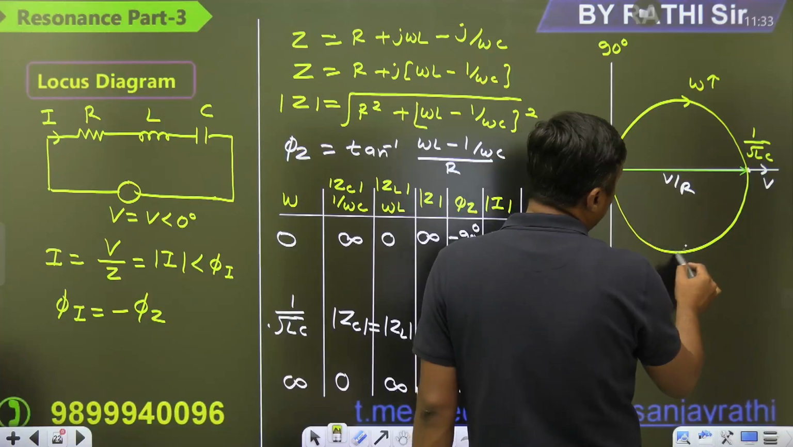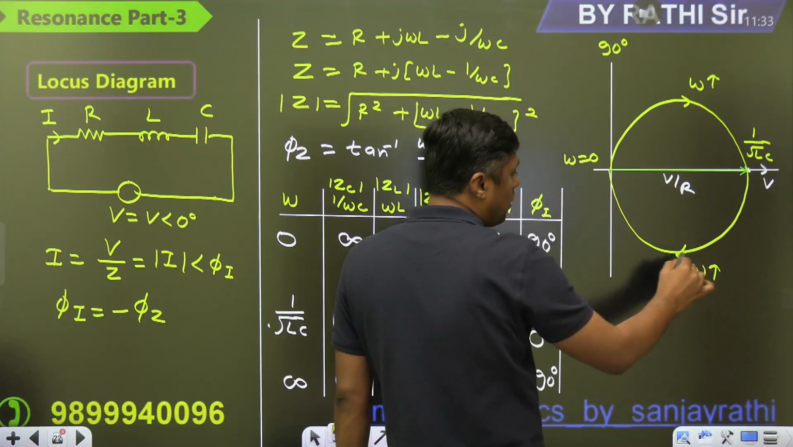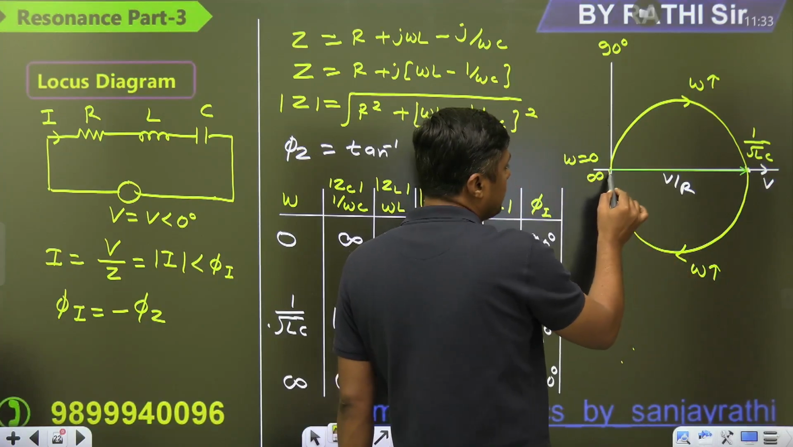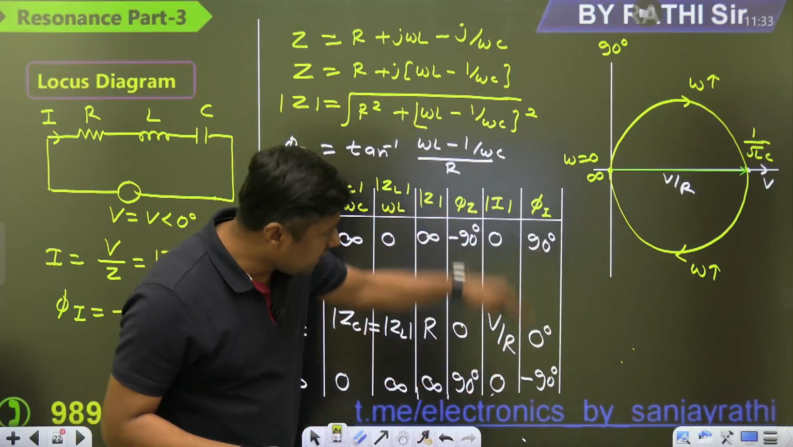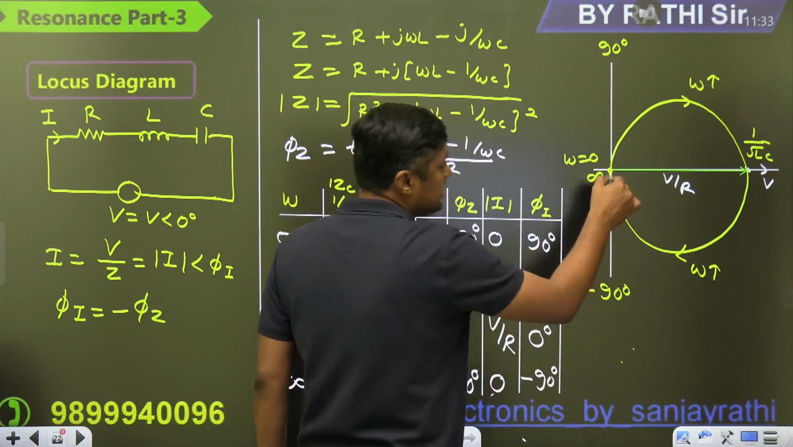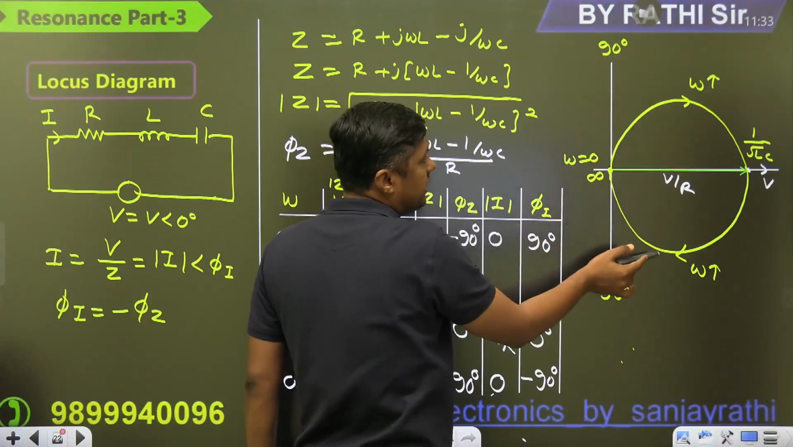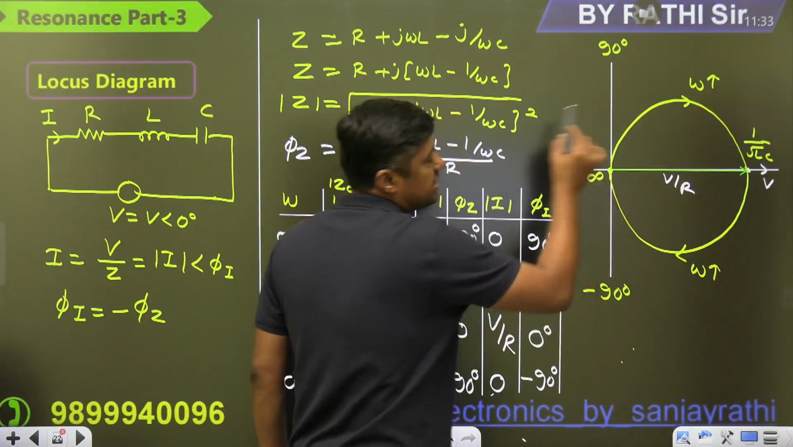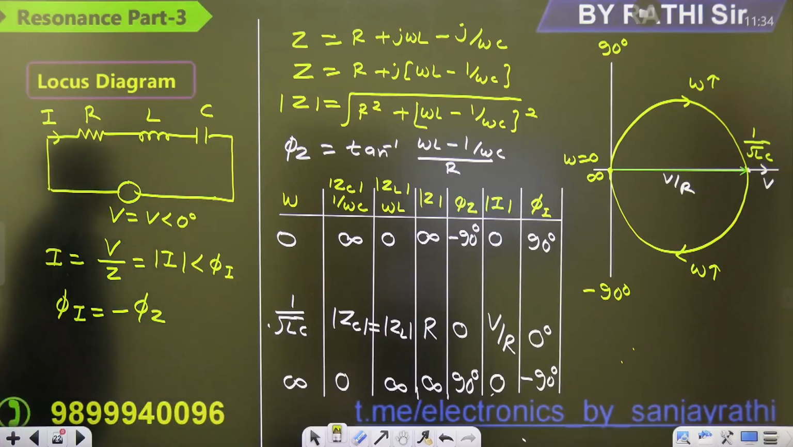Now omega will vary again. At this point, it will vary from this point to infinity. At infinity again, what is the current? 0. What is the angle? 90 degree. It will make a tangent with what? 90 degree line. This is the 90 degree tangent with this circle. So here it is a capacitive circuit, here it is an inductive circuit, and that is the locus diagram. That is called locus diagram.